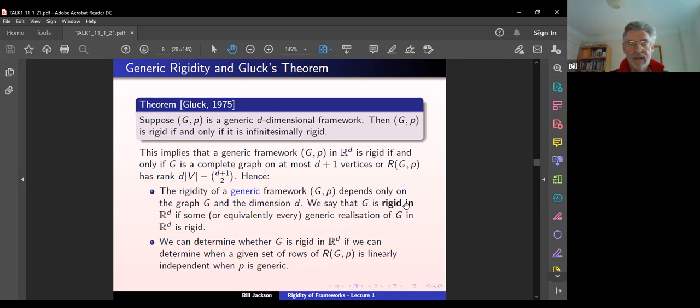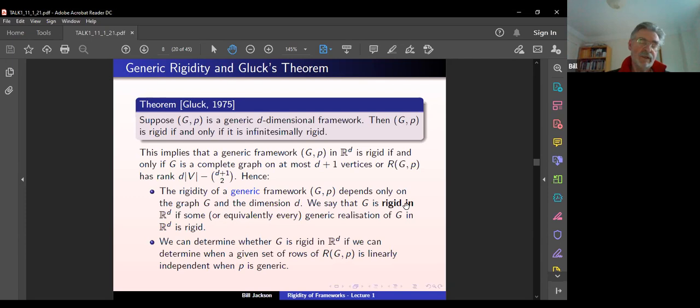And another algorithmic observation is that if we want to determine whether a graph is rigid in d-dimensional space, it's sufficient to determine for a particular generic realization whether the rows of the rigidity matrix are linearly independent or not. So the idea is that to determine the rank, we need to find a maximum number of linearly independent rows.